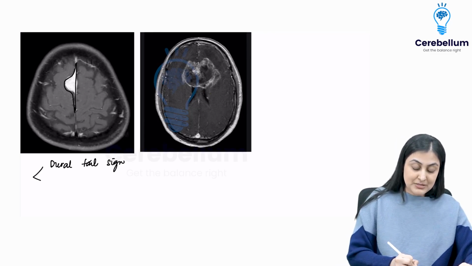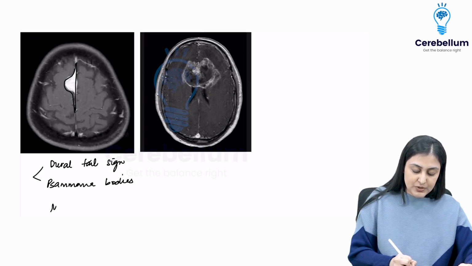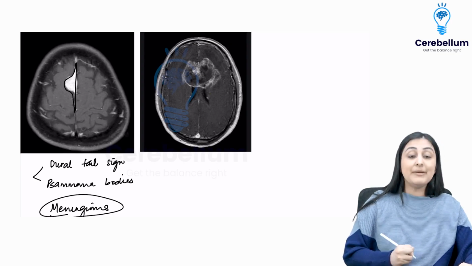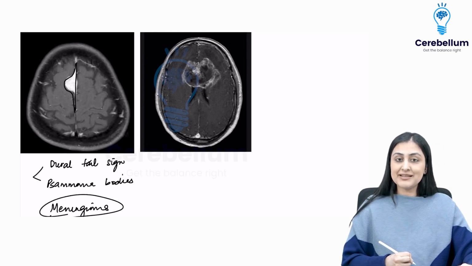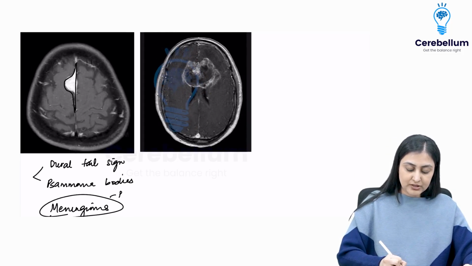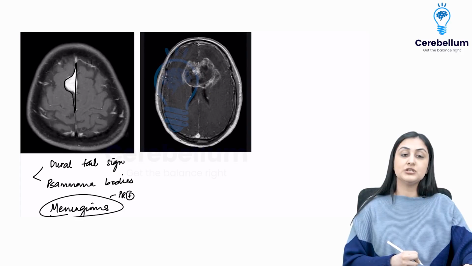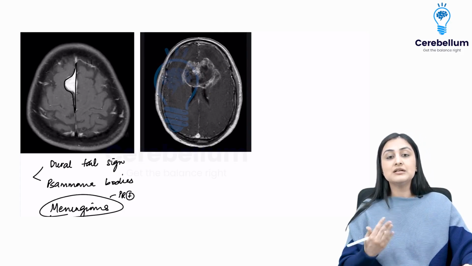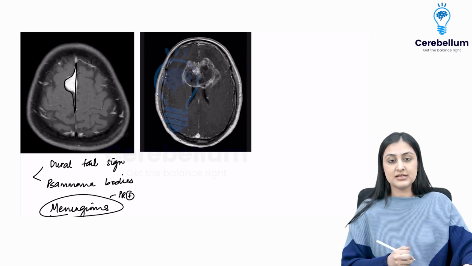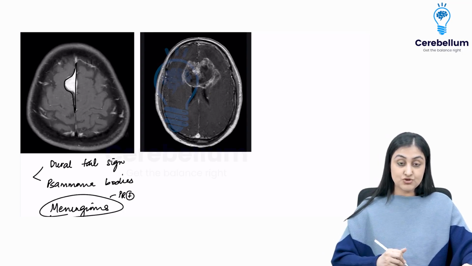Pathologically, what you're going to be seeing here is the presence of psammoma bodies. What I'm talking about is the most common benign tumor in adults, that is meningioma. Okay, so remember, meningioma is seen in young females. Additional point for you here, they have progesterone receptors, and that is why it increases in size in pregnancy. Okay, so this is meningioma.